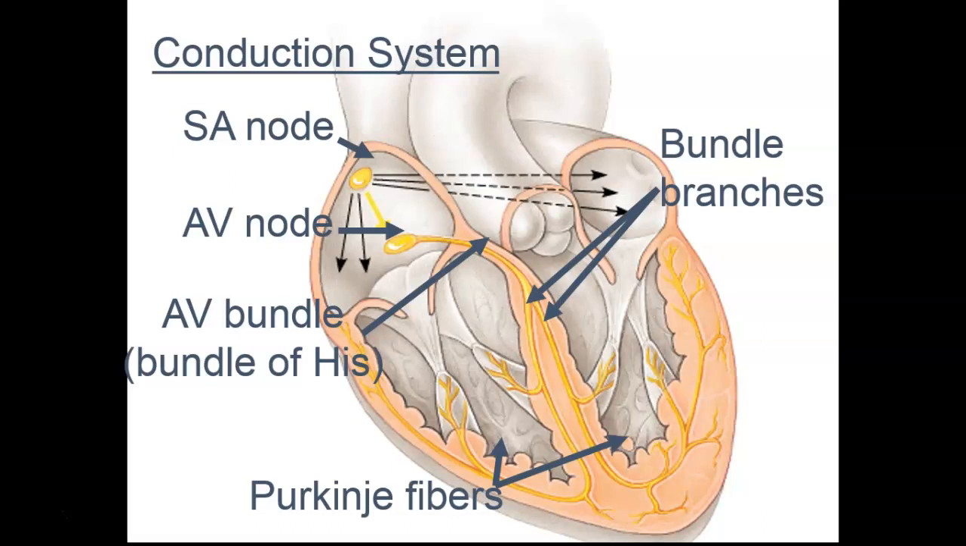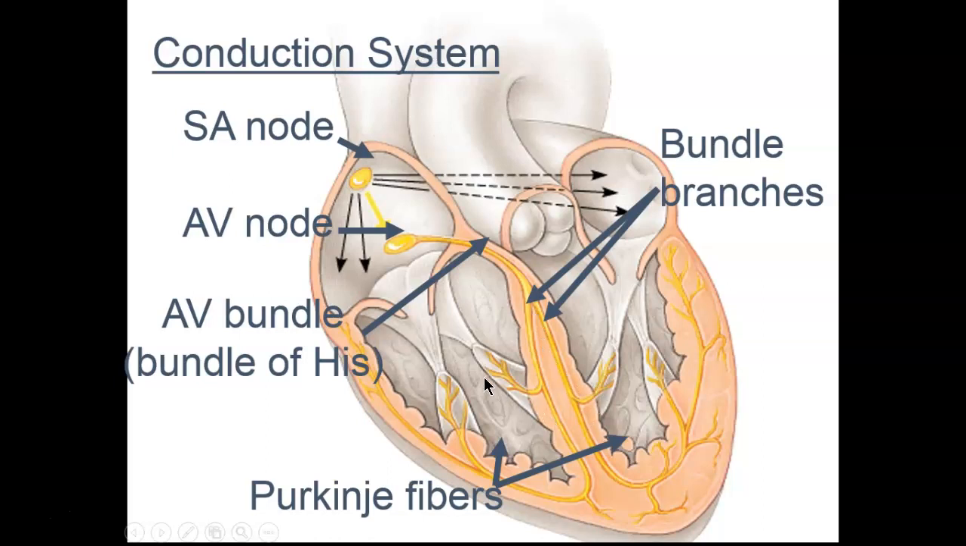Okay, so now that we've got the overview, let's look at how this is going to work. The SA node depolarizes, and those ions flow from cell to cell through those gap junctions throughout the atria. The AV node depolarizes, and that wave of depolarization causes contraction of the atria. Blood is pushed through the AV valves. While this is happening, the AV bundle is depolarizing. It branches into your left and right bundle branches, so the myocardium continues to depolarize.